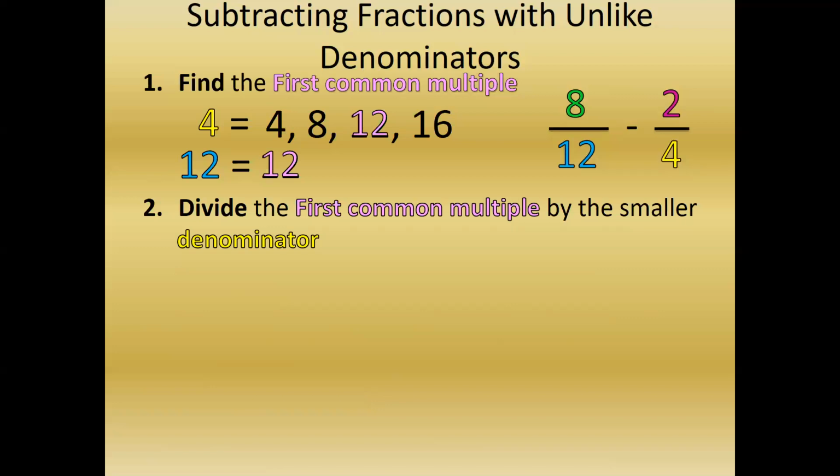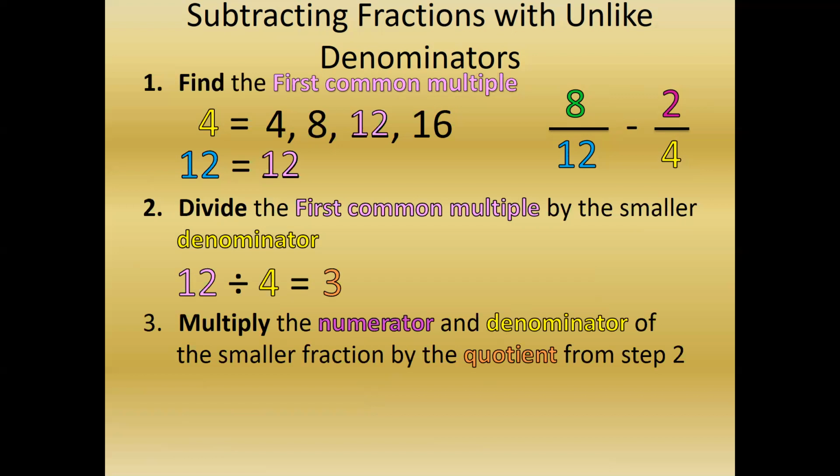Step number 2, divide the first common multiple, which is 12, by the smaller denominator, which is 4. So 12 divided by 4 is 3. And then we have to multiply the numerator, which is 2, and the denominator, which is 4, of the smaller fraction by the quotient, which is 3, from step number 2. So 2 over 4 multiplied by 3: 2 times 3 is 6. 4 times 3 is 12. So 6 over 12 is our new fraction.